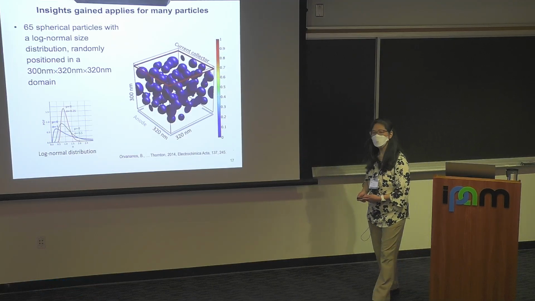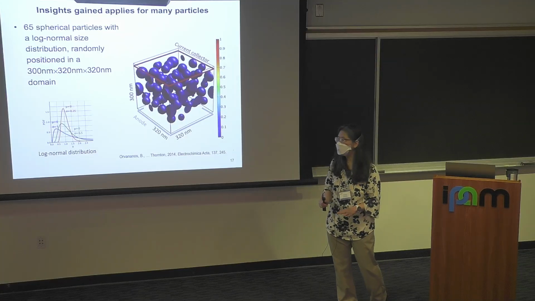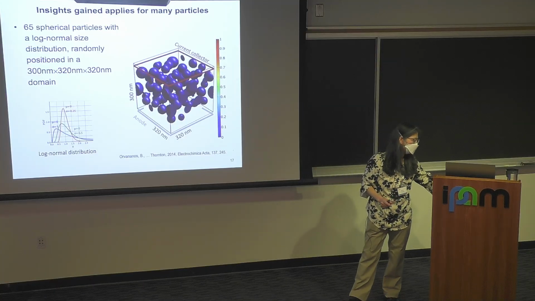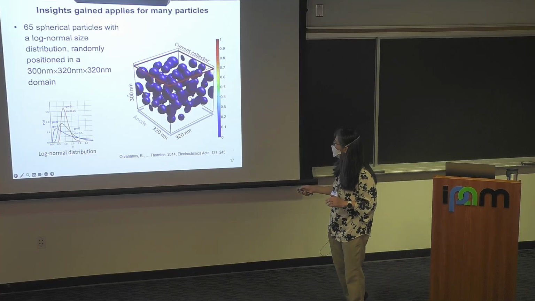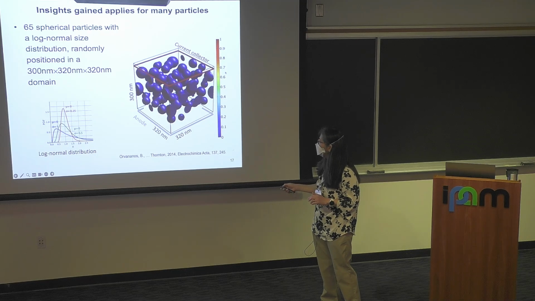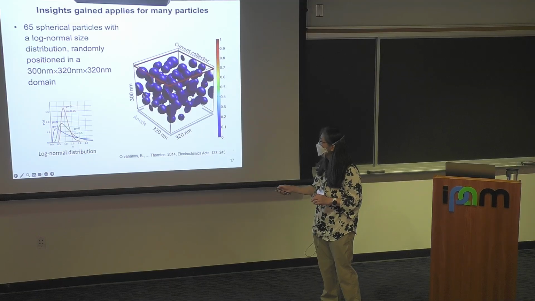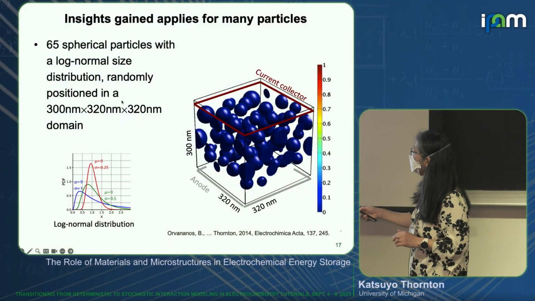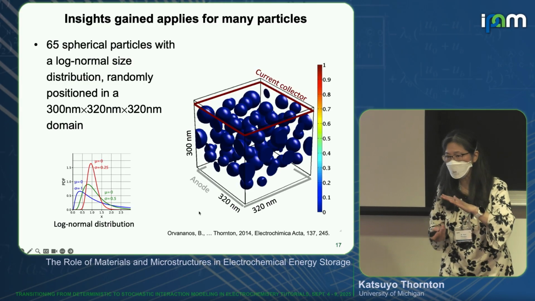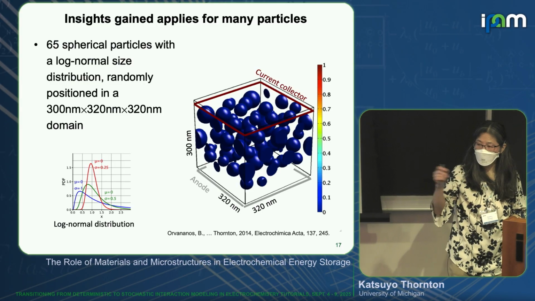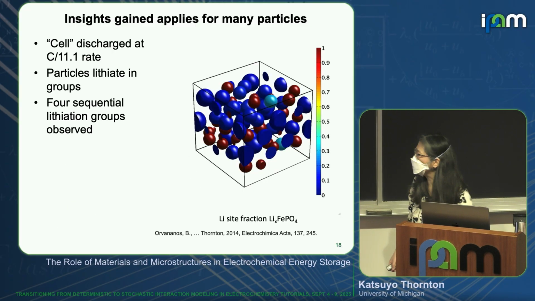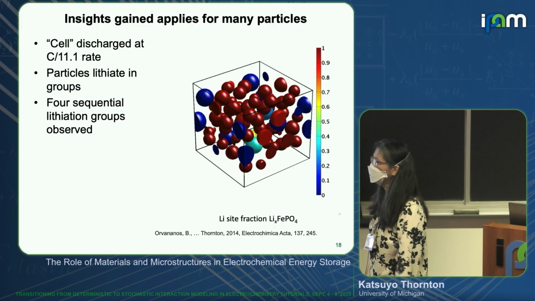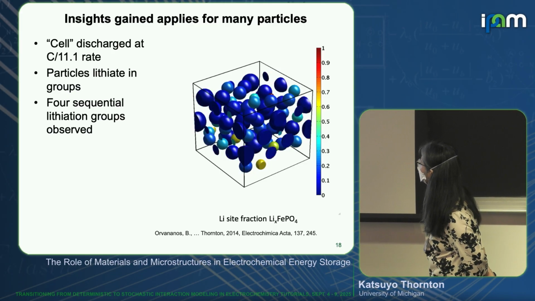And so we asked, is this something very unique to two-particle simulation? So we started to look at a larger system. We introduced size variation, a log-normal size distribution, and the particles are randomly placed, but at a small enough volume that there shouldn't be too much of a potential difference in the electrolyte. The simulation looked like this. I'll let you watch it for a little bit.